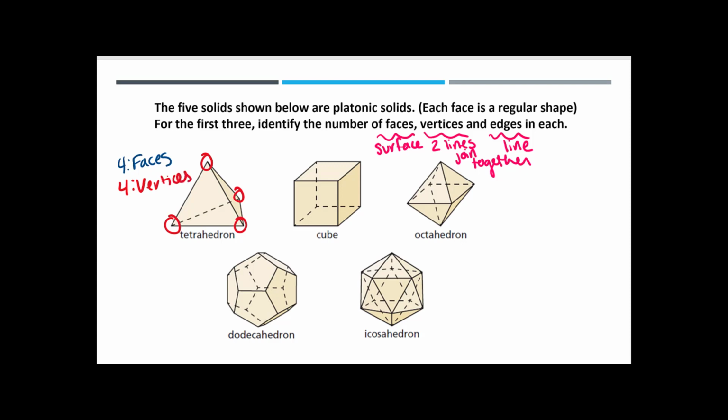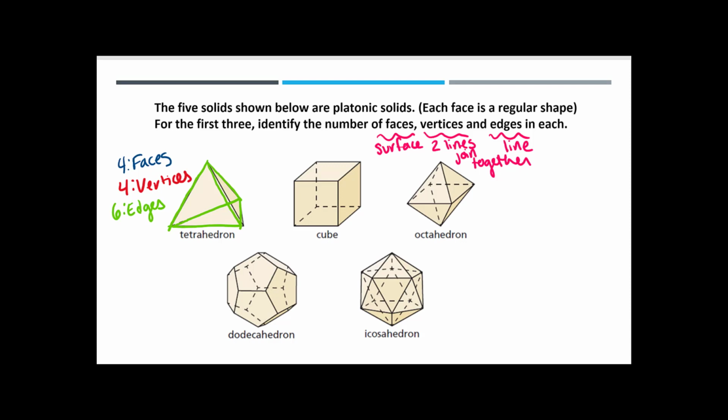And then edges are the sides, the lines that we're seeing. So I'm going to overlap every single line to make sure I don't miss one. So we have 1, 2, 3, 4, 5, and then the back side that we can only see because we can see through that front face. So it looks like we have 6 edges.